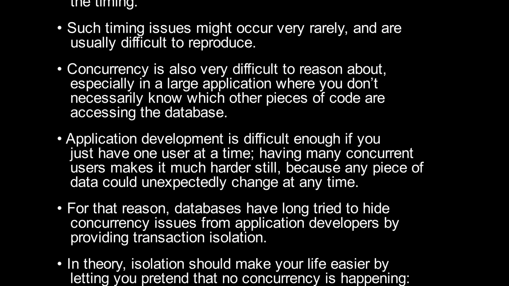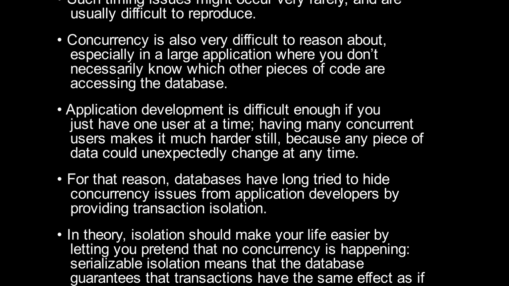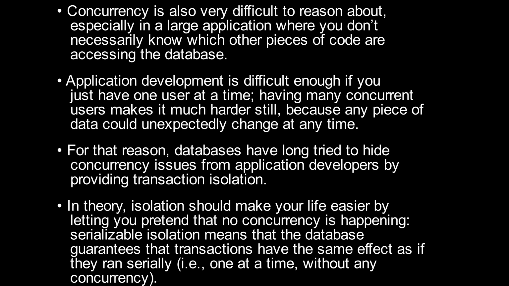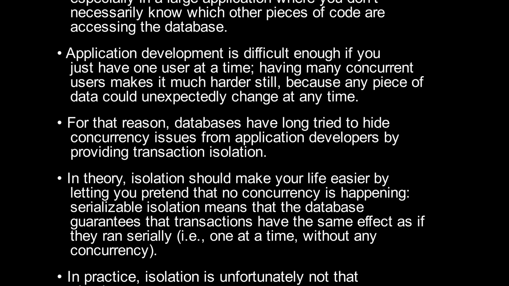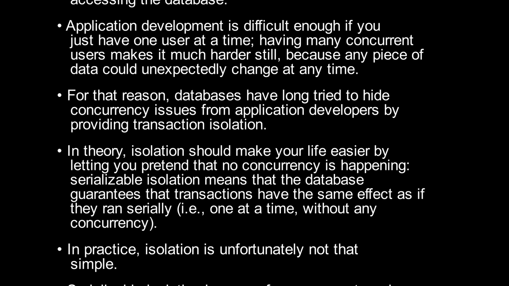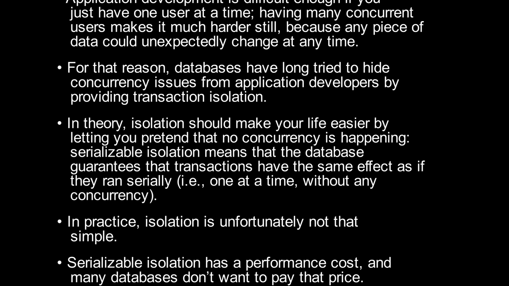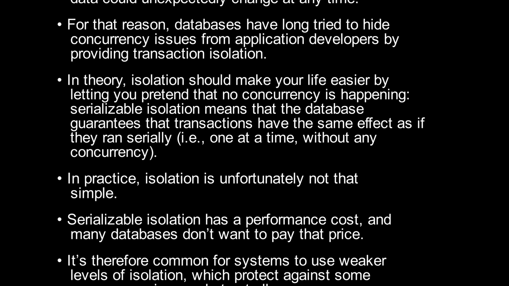For that reason, databases have long tried to hide concurrency issues from application developers by providing transaction isolation. In theory, isolation should make your life easier by letting you pretend that no concurrency is happening. Serializable isolation means that the database guarantees that transactions have the same effect as if they ran serially, i.e. one at a time, without any concurrency. In practice, isolation is unfortunately not that simple.